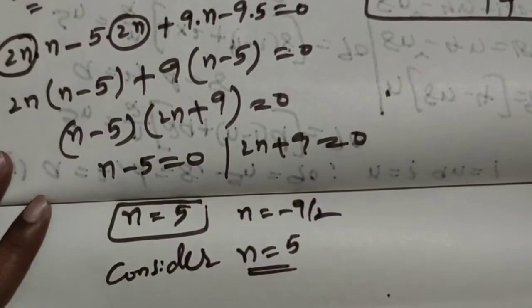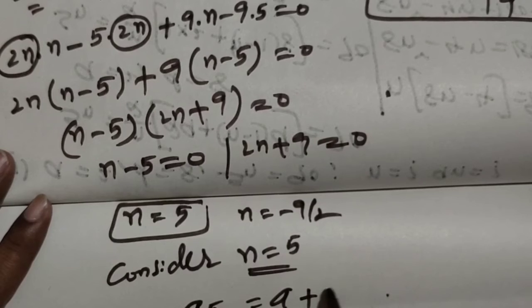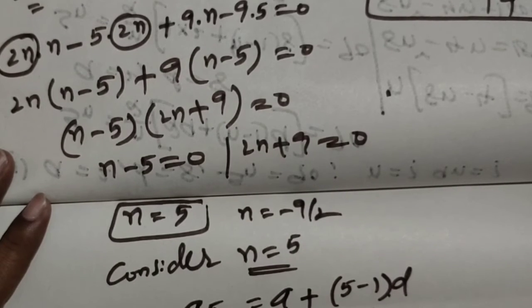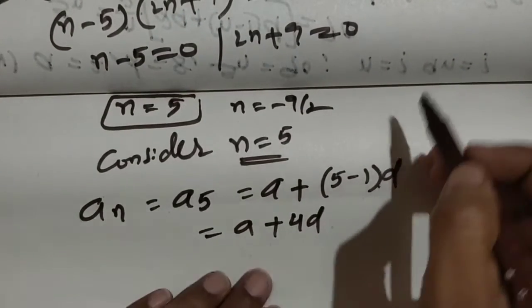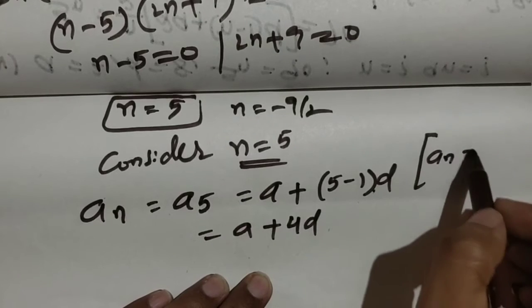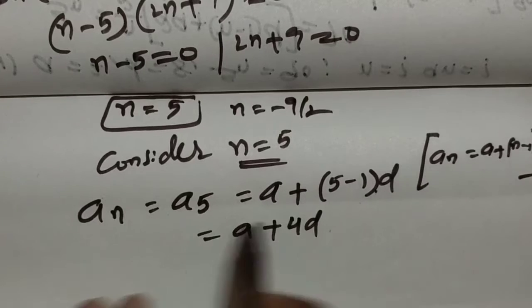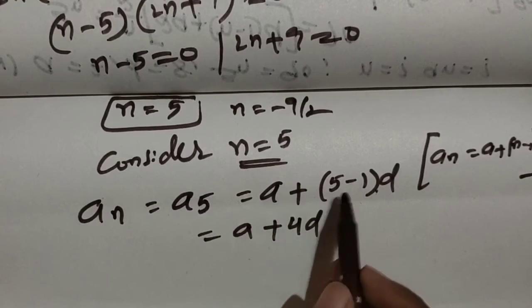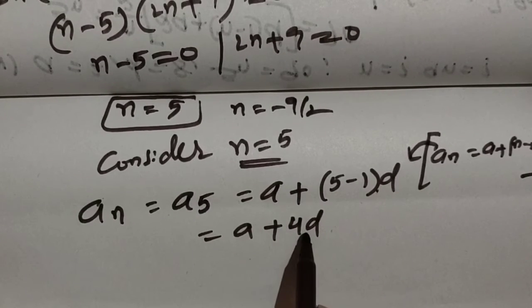So what is an? An is equal to, simply we have here a5, that is a plus 5 minus 1 into d. So here simply we get a plus 4d. As we all know already, again I am writing here an is nothing but a plus n minus 1 into d. So by applying that we need here a5. a5 is equal to a plus 5 minus 1 into d, by applying this formula. So then a plus 4d we got.